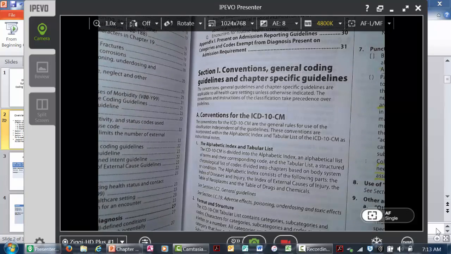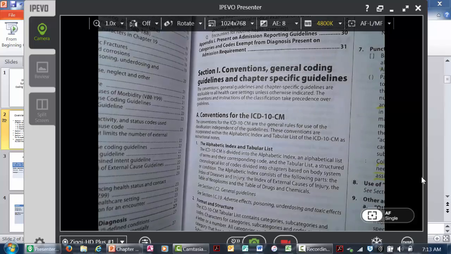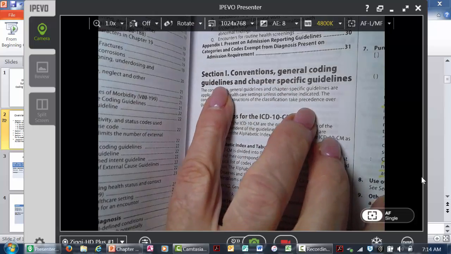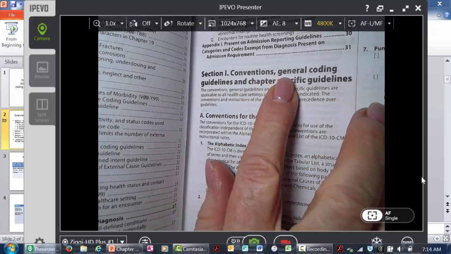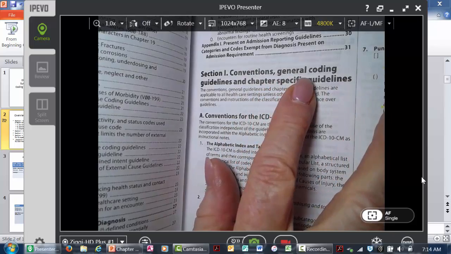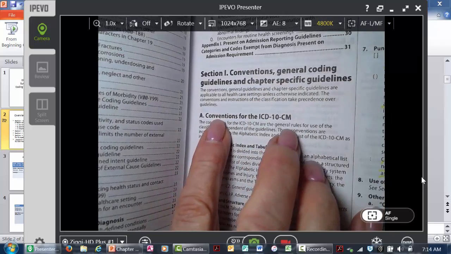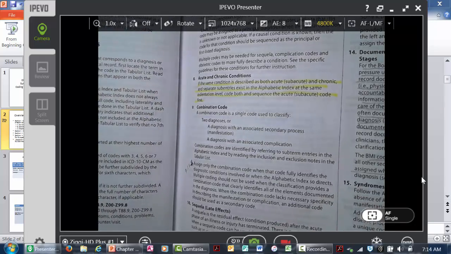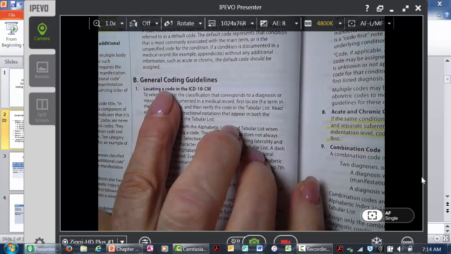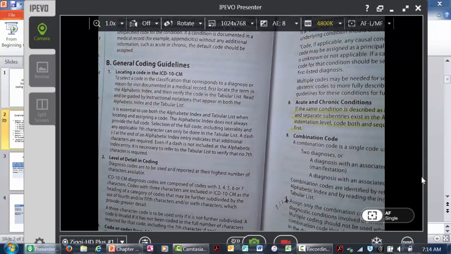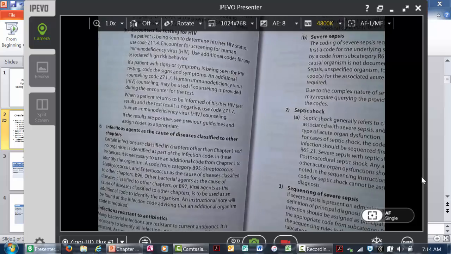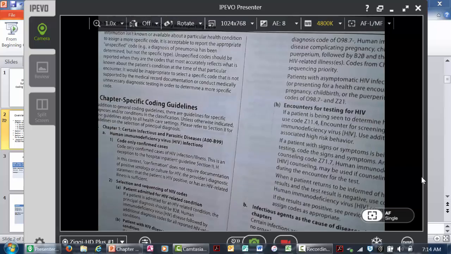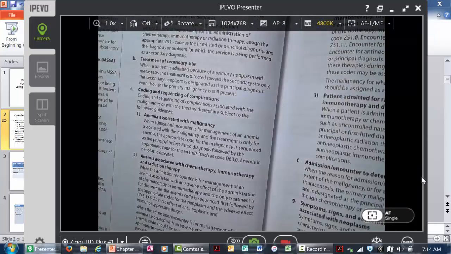So just quickly to make sure everybody's on the same page, we're in the code book, Section 1. Section 1 includes our conventions, our general coding guidelines, and chapter specific. Here's A, where we have conventions. B, the general coding guidelines, which we do use quite a bit. C, the chapter-specific coding guidelines, which we look at quite a bit.